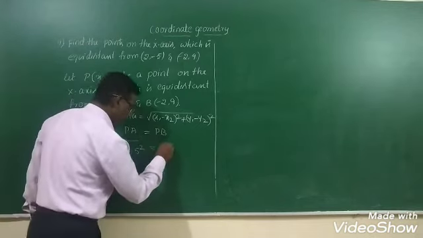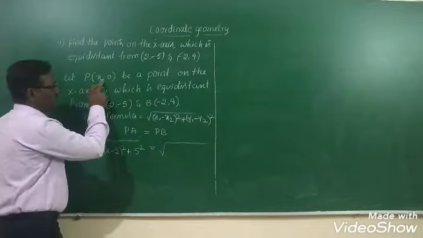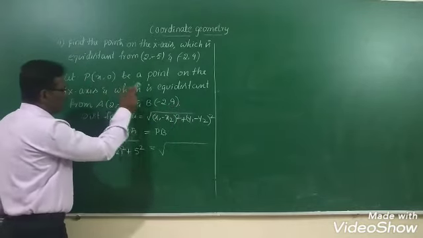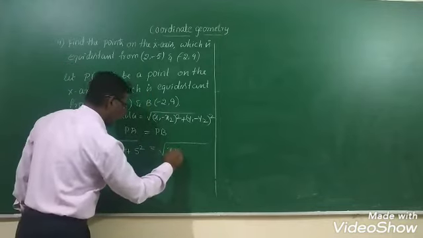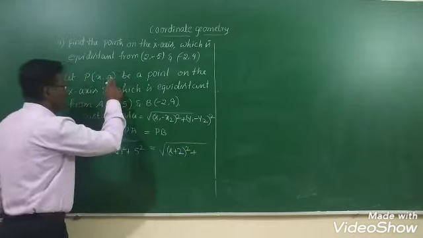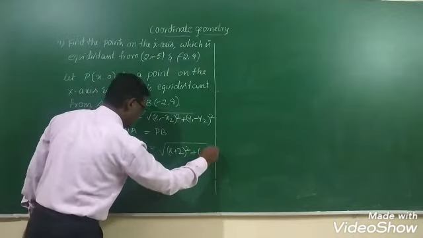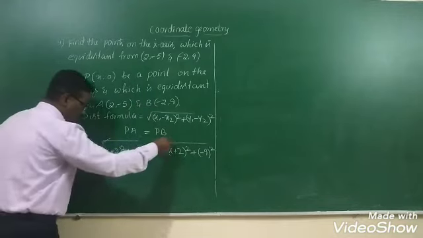For PB, again P is the first point, B the second point, (x1, y1), (x2, y2). x1 minus x2: x minus of minus 2, that is (x plus 2) whole square, plus (0 minus 9) whole square, which is minus 9 whole square. Therefore, both sides' square roots get cancelled.